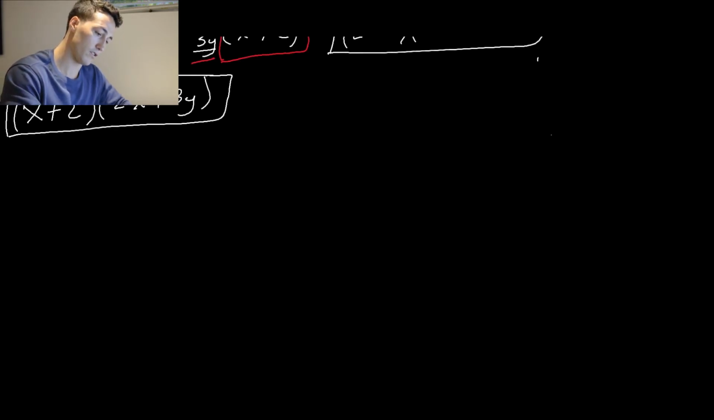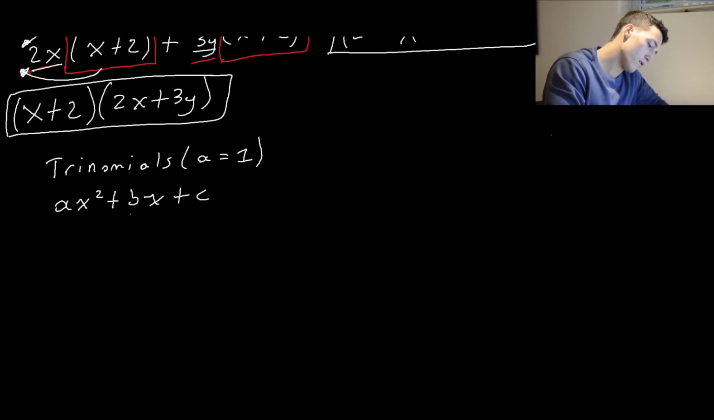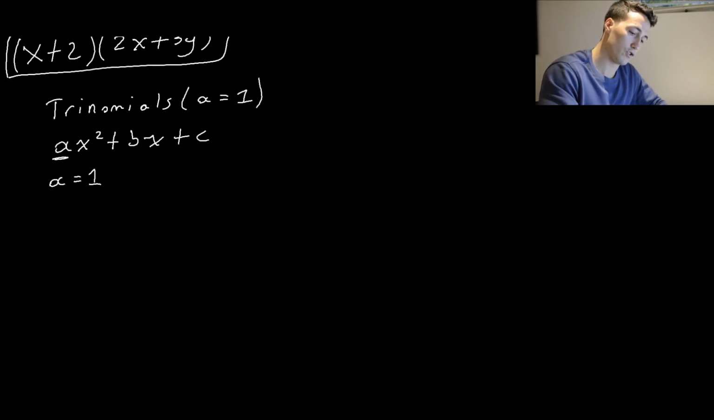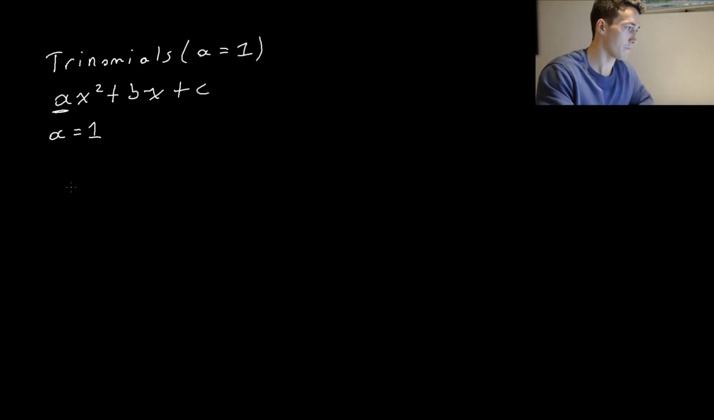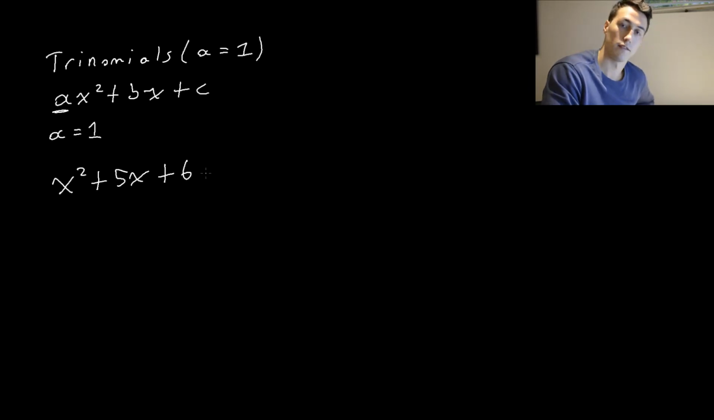Okay, now we're going to go over onto trinomials. And we're first going to start with trinomials where the a value is equal to 1. All right, a is equal to 1. So this is what a trinomial looks like. And so this a term, a is equal to 1. So the first problem we're going to look at is going to be x squared plus 5x plus 6.